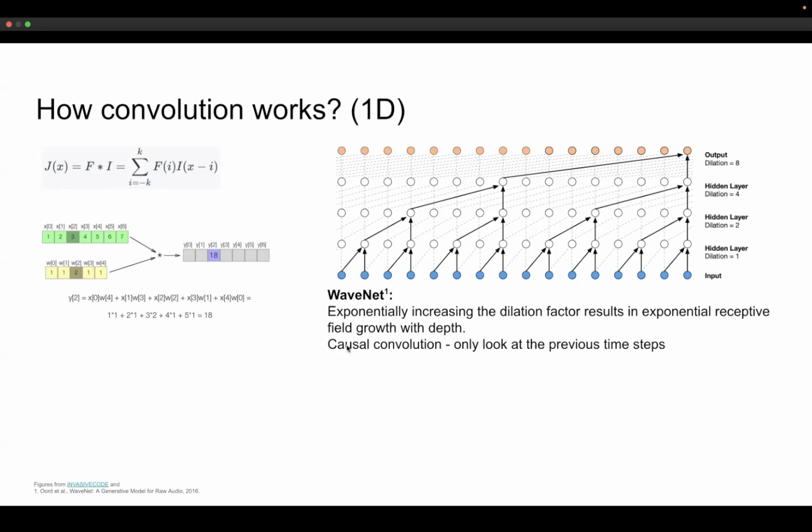There's also this concept of causal convolution, which means that because we cannot look into the future for time series, we must look into the past. So causal convolution means that we only apply it to the previous time steps.